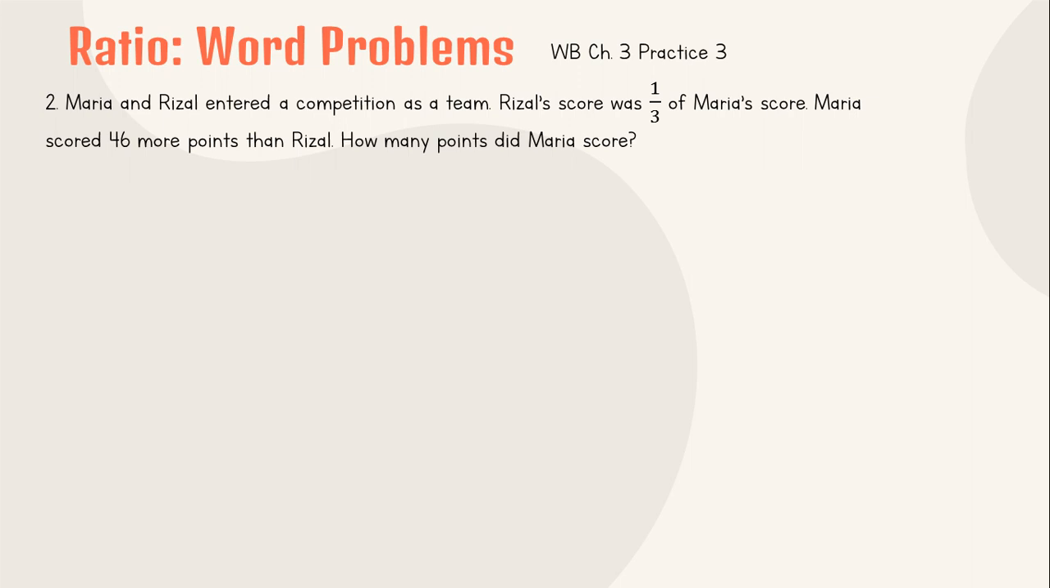So now go to this way. The ratio of Rizal to Maria is 1 to 3. Rizal's score was 1 per 3. So Rizal to Maria is 1 to 3. And then we can draw the model. Rizal has how many boxes? 1 box. Maria has how many boxes? 3 boxes. 1, 2, 3.